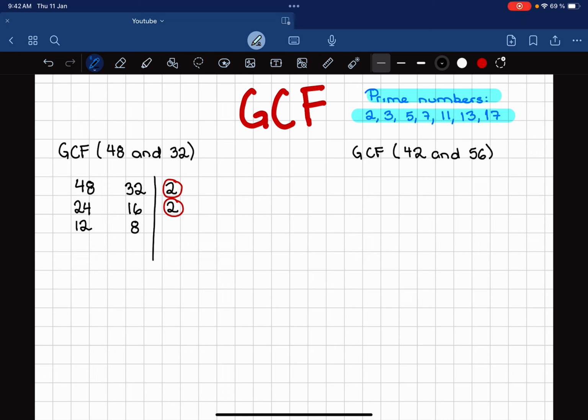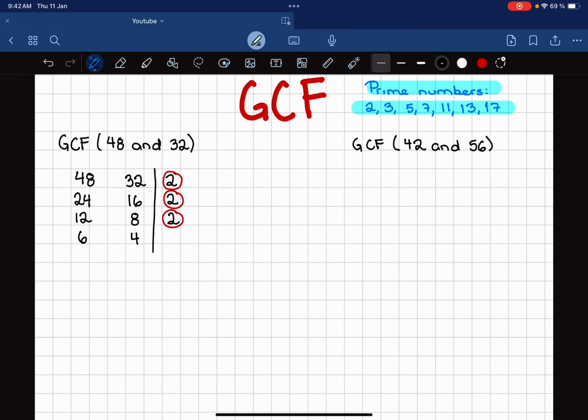Is any of those two numbers divisible by 2? Yes, we put number 2. And is it only one of them or both of them? So as both of them are divisible, we circle number 2 again. And we divide. 12 divided by 2 is 6. 8 divided by 2 is 4. We have 6 and 4.